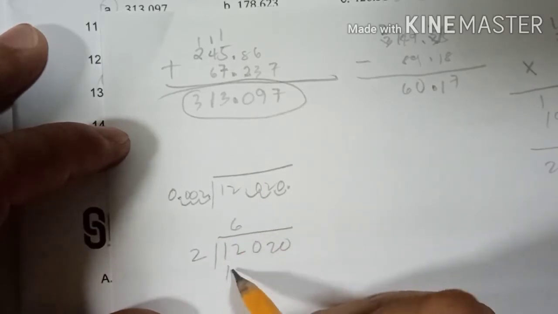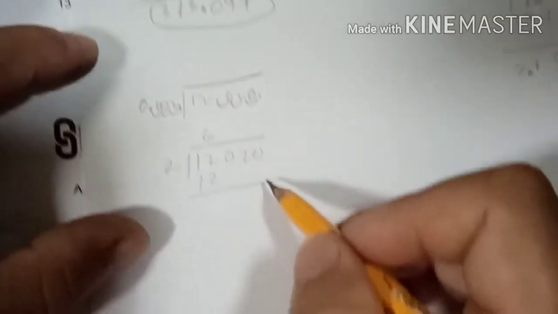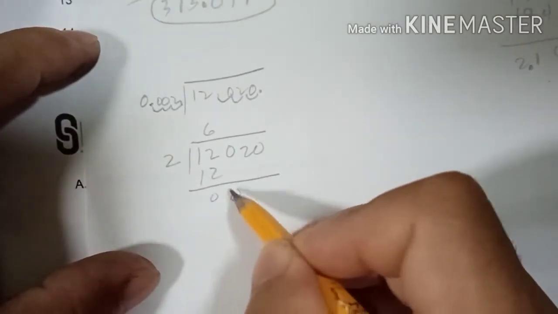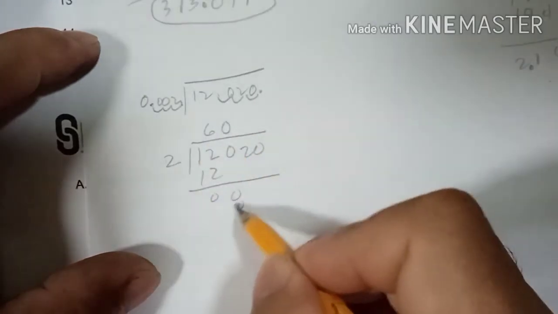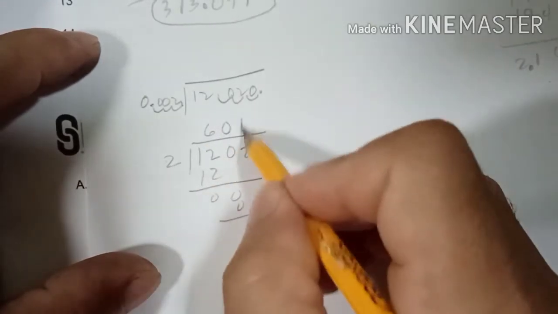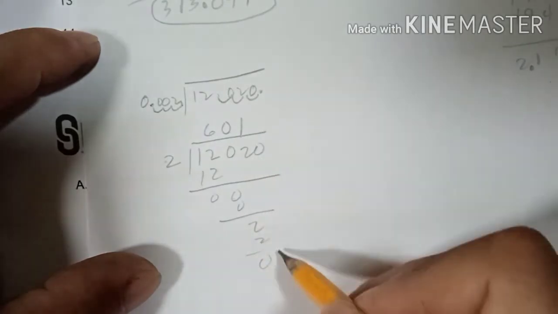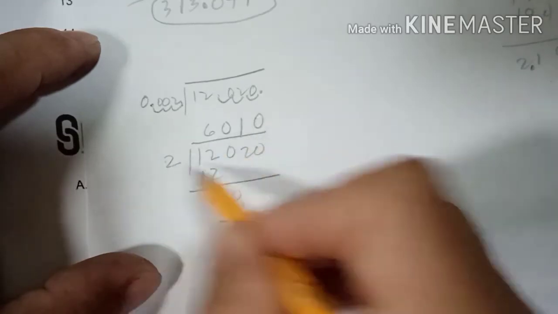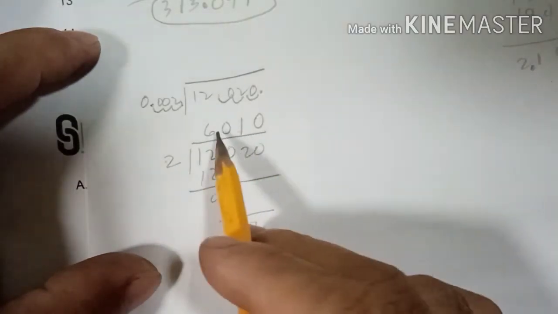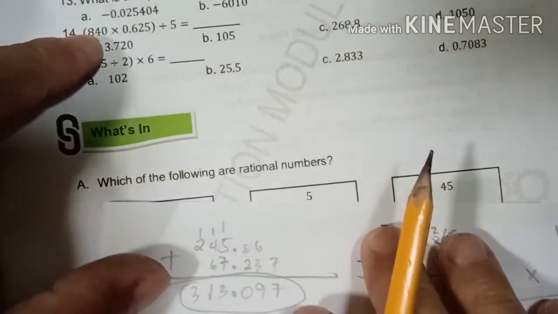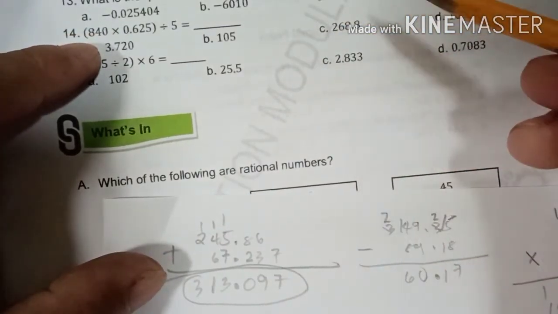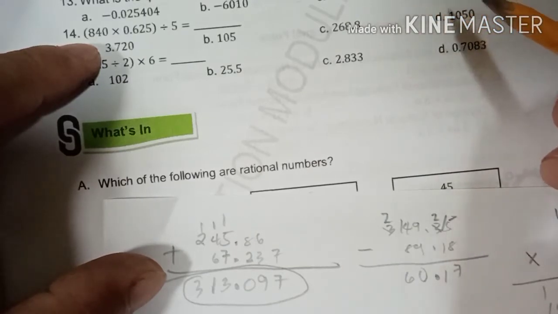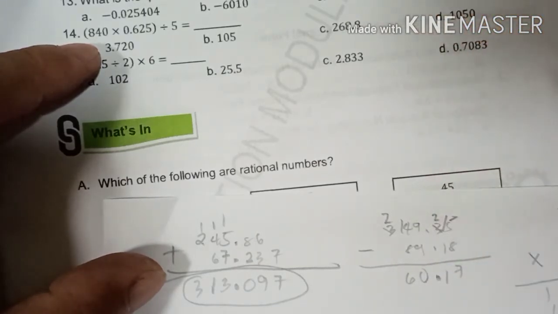12 divided by 2, that's 6. 6 times 2 is 12. Then we have here 0. 0 divided by 2, that's 0. Then 2. 2 divided by 2, that's 1. 1 times 2 is 2. Bring down 0. 0 divided by 2 is 0. So, therefore, the answer is 6,010. Okay, here it is. 6,010.